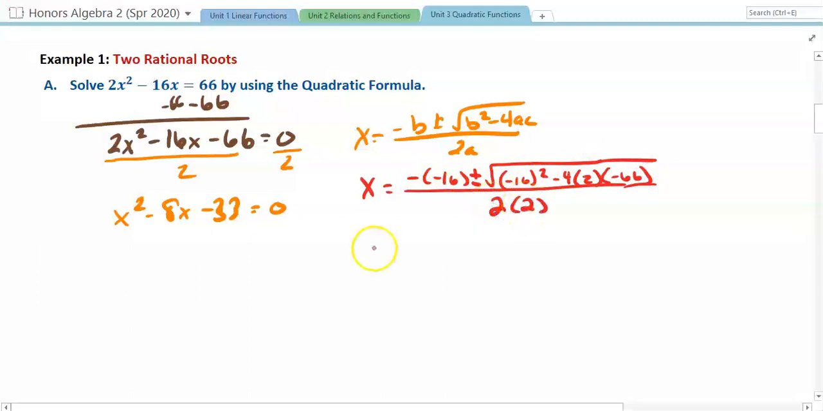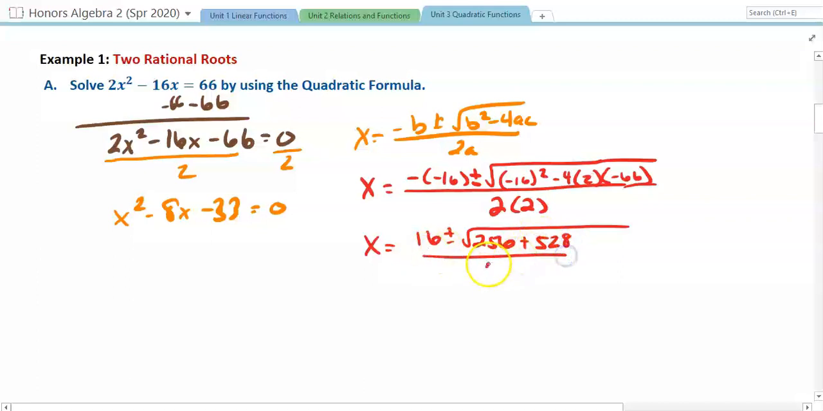And so now we're going to simplify what we've got. And so x is equal to, double negative is positive, so that's positive 16, plus or minus the square root. 16 squared is 256, minus, well, 2 negatives are going to give me a positive, and 8 times 66 is 528. And that's all over 4. And so x is equal to 16 plus or minus the square root. 256 plus 528 is 784. And that's all divided by 4. Now, if you know your perfect squares this high, you're going to recognize that 784 is a perfect square. And that perfect square is 28.